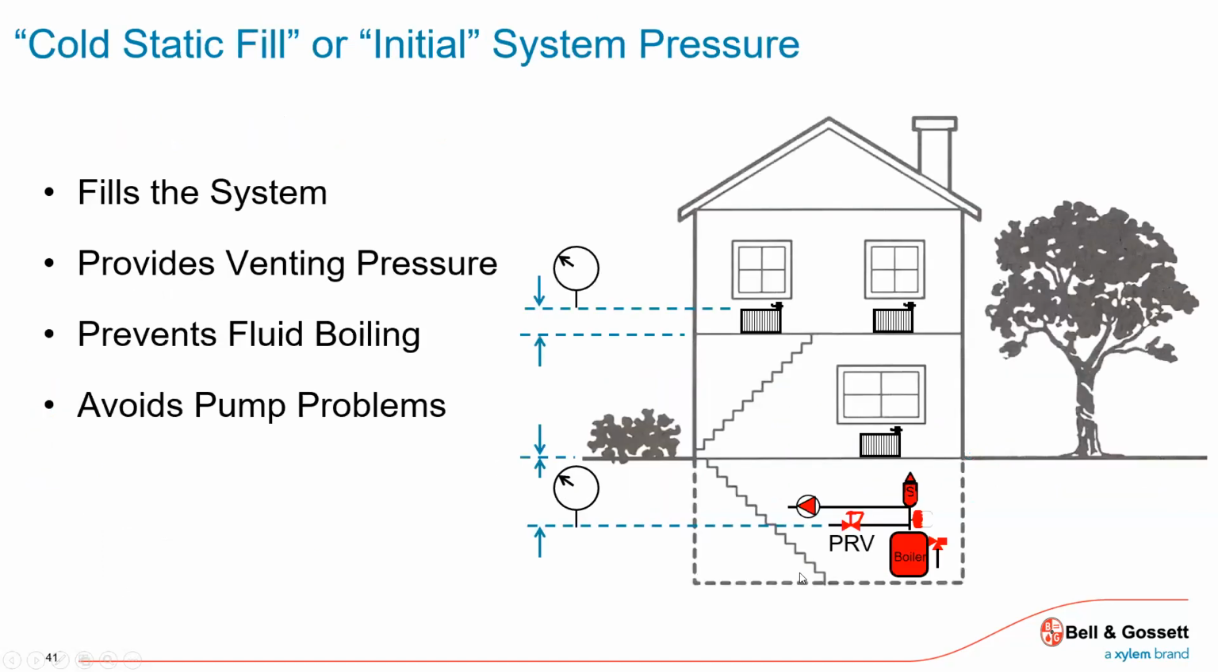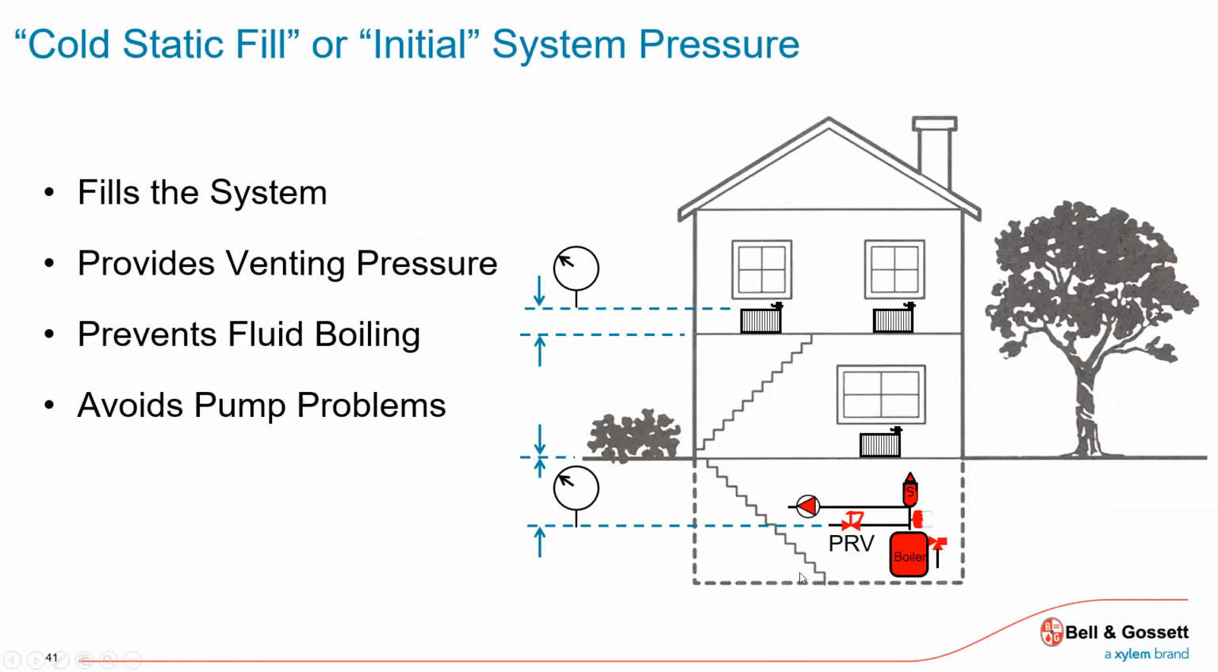So cold fill, really, and I think we might have briefly touched on this in our component night, the first night, but cold static fill or initial system pressure is just a function of how tall the system is. Typically, where is this device? Maybe it's down in the mechanical room. How high is it to get to that highest piece of piping or radiation, in feet? That's typically what we need to calculate.